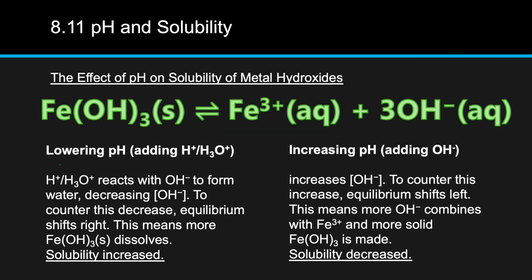Now, if we were to increase the pH or add hydroxide, that means we are increasing one of our products. And by increasing our product, Le Châtelier's principle states that we're going to shift away from that, which means we're going to decrease the solubility of iron(III) hydroxide.